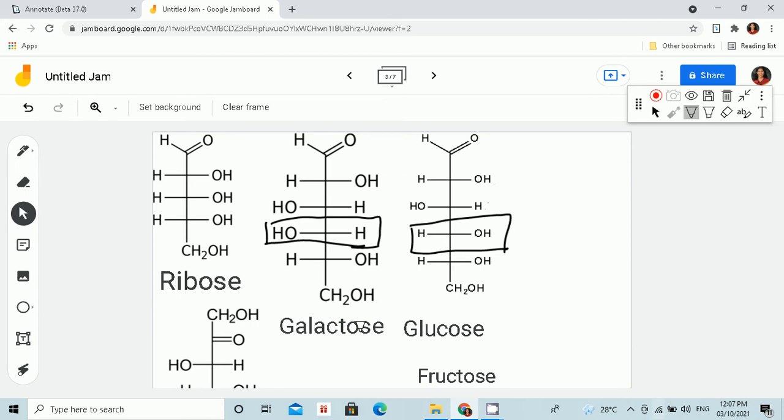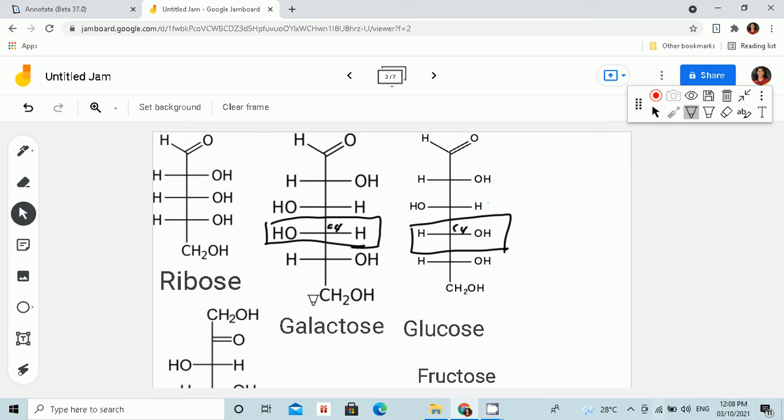That's why we always say that our galactose is a C4 epimer of our glucose. In carbon 4, the hydroxyl group in glucose is on the right side, while in galactose, the hydroxyl group is on the left side. Our galactose is often called brain sugar, and it also participates in our blood types. So if we want to determine our blood types, it's because the sugar there is galactose.